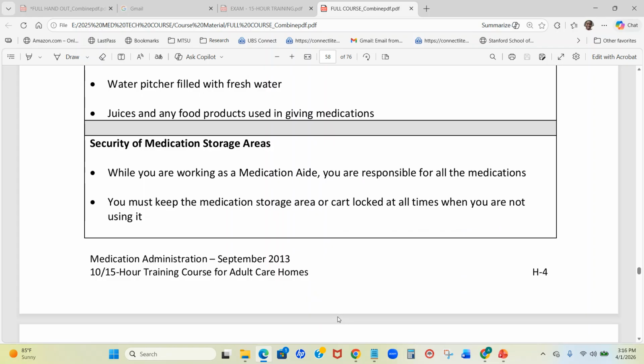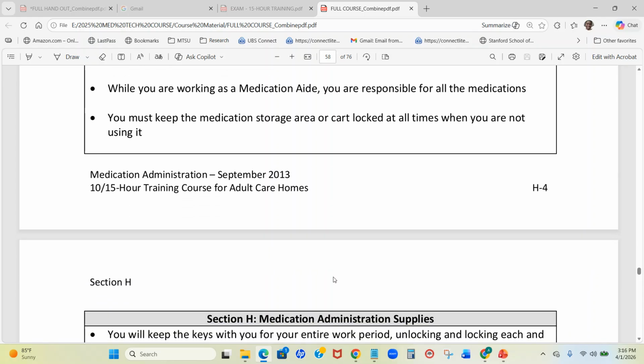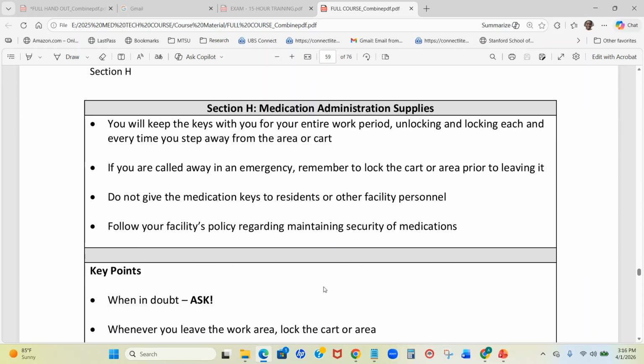So while you are working as a med aide, you are responsible for all medications. You must keep the medication storage area and the cart locked at all times that you are not using it.